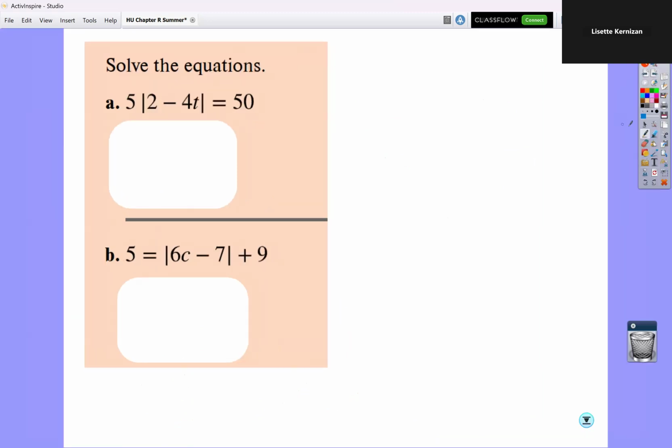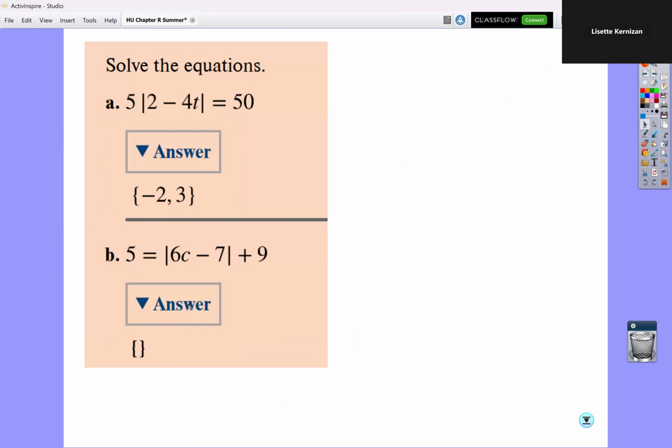Okay, pause the video, try these two. You should get negative 2, 3 for the first. And the second one, when you subtract 9 from both sides, you get negative 4, which is not going to work.